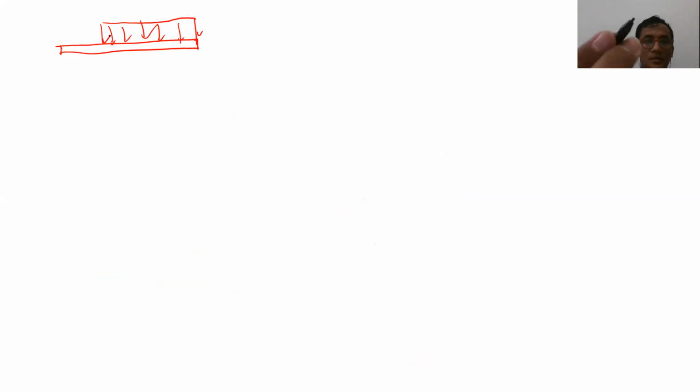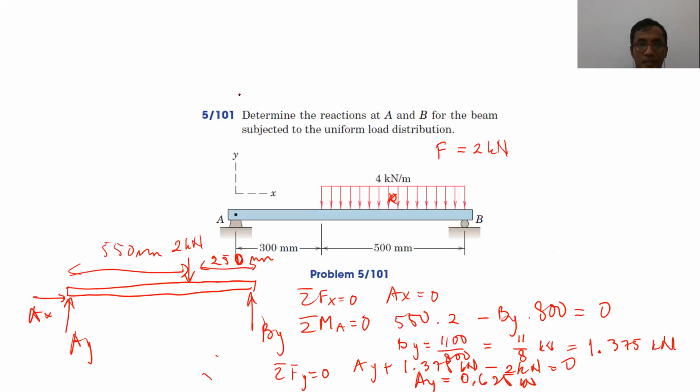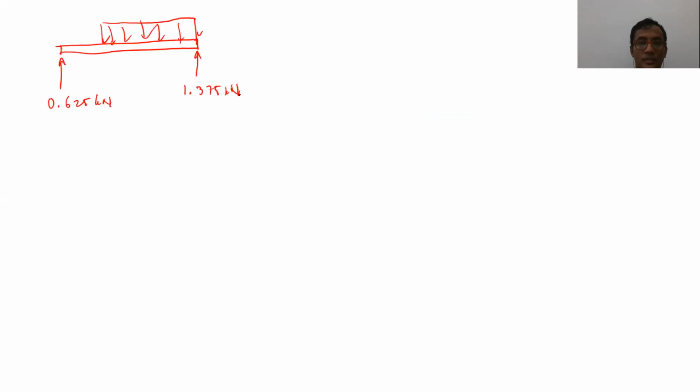Okay, let's draw again the free body diagram. Now I draw again the distributed force because I want to see the distribution of the internal force. Okay, just now what we have here is 0.625 kilonewton, and what we have here is 1.375 kilonewton. And the distributed force is 4 kilonewton per meter.